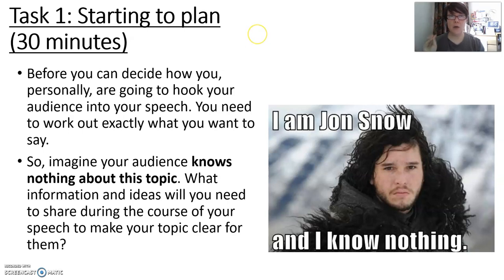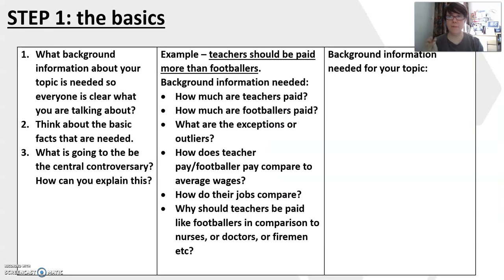So we're going to start off with all of the basic information. You have this table in the Word document, and you can write your answers either onto that table and email that to your teacher, or you can write this background information into your English book. So the first thing that you're going to plan is the basics.